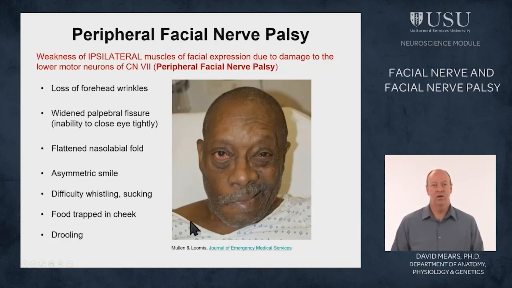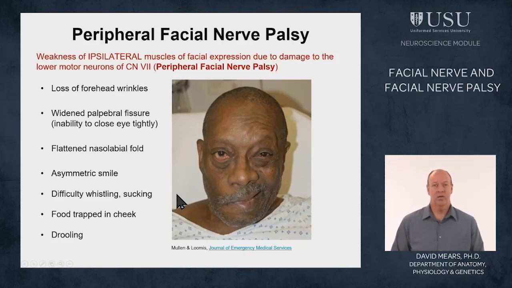So just to review, when we have that weakness of facial expression, the face is going to get flattened out. We're going to lose the wrinkles on the forehead. We're going to get a flattened nasolabial fold. We're going to have trouble closing the eye and the mouth. So widened palpebral fissure, difficulty blinking, perhaps drooling coming out of the mouth because of inability to close it. Going to get that asymmetric smile, and then potentially difficulty with whistling and sucking, and food trapped in the cheek. These are both manifestations of weakness of the buccinator muscle. So clearly this patient would have a peripheral facial nerve palsy on the right side.